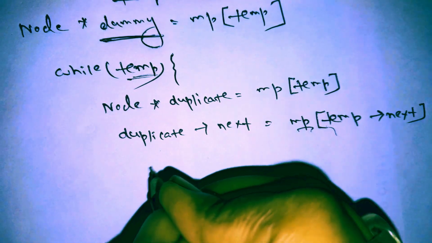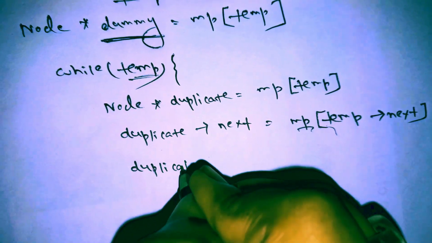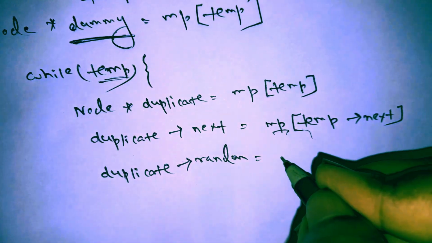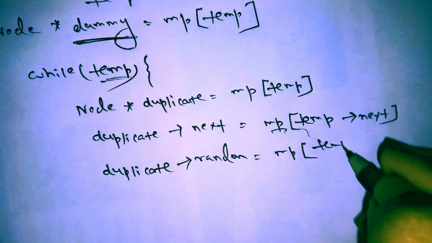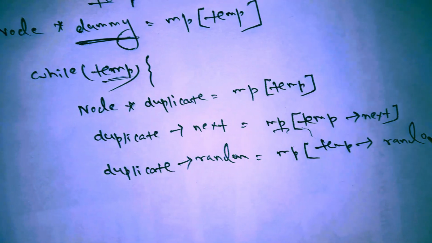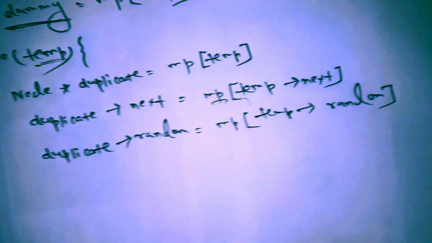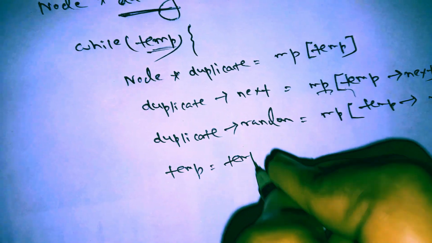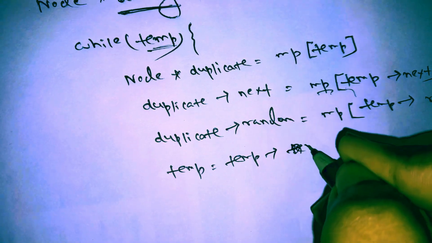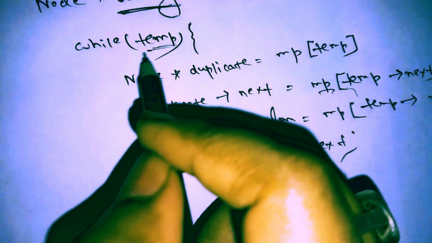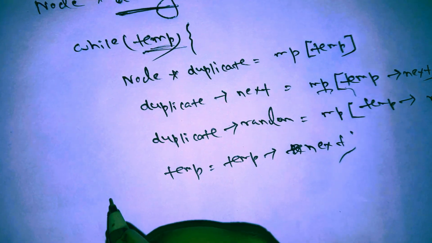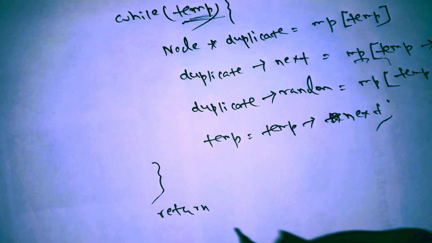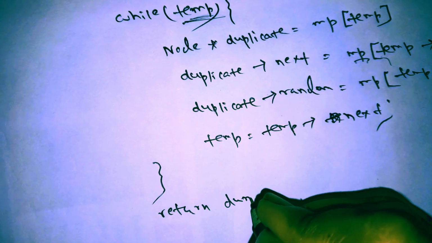Okay, now I also have to store the random pointer. Duplicate random is equal to mp of temp random. Okay, hope it is clear. Now I will simply set temp equal to temp arrow next, which will go to the next temp. Okay, my while loop ends here, and I will return dummy.